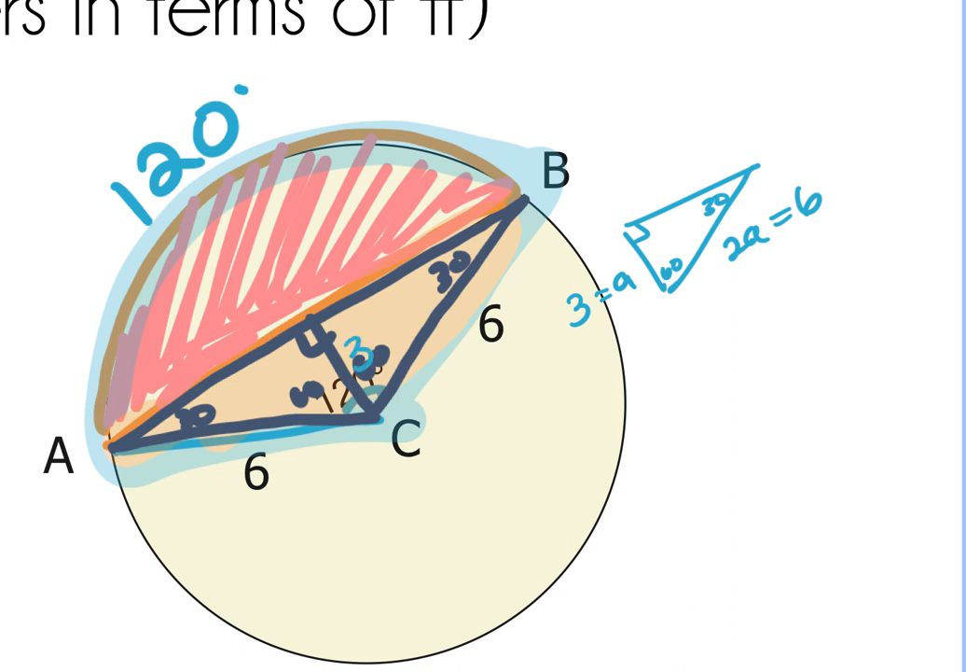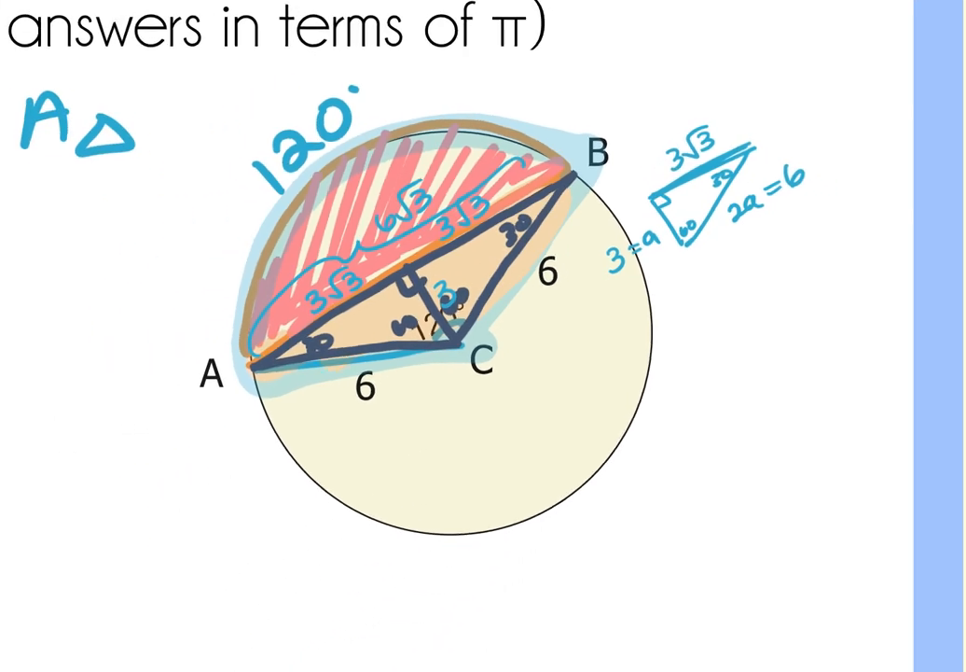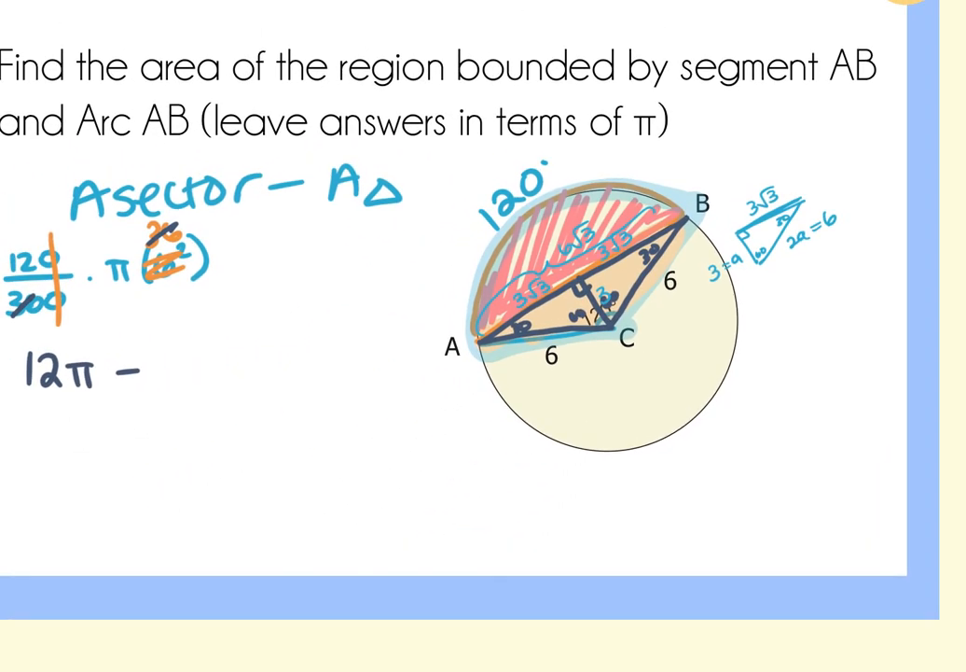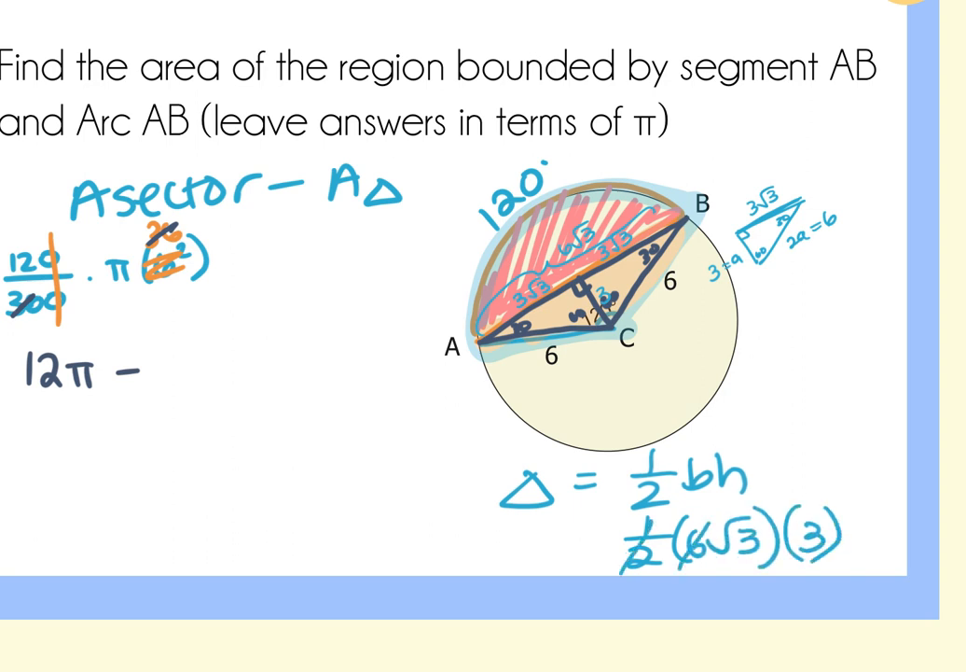What's opposite the 60? 3 root 3. So this is 3 root 3, the whole base. So now how do I find the area of that triangle? 1/2 base times height. What's the base? 6 root 3. What's the height? 3. 1/2 of 6 is 3, and 3 times 3 is 9.